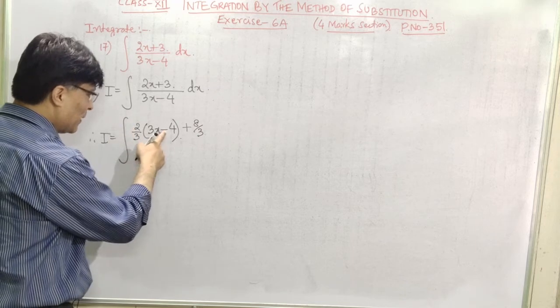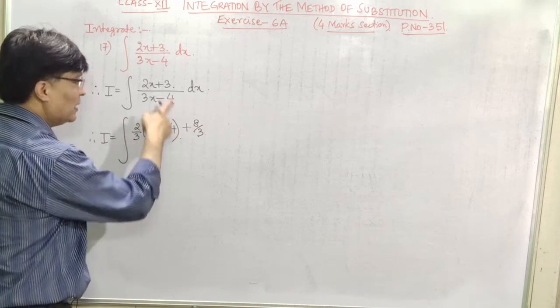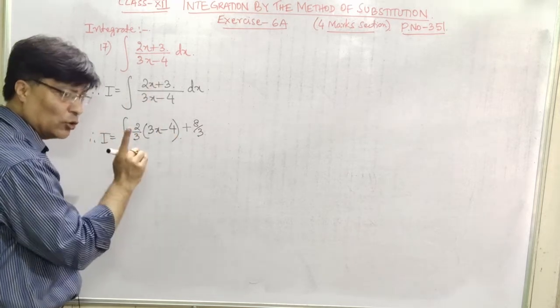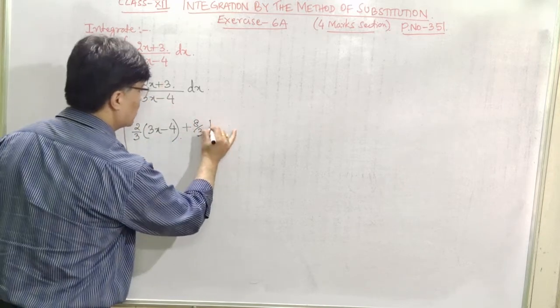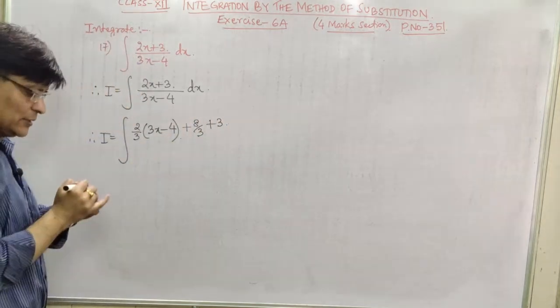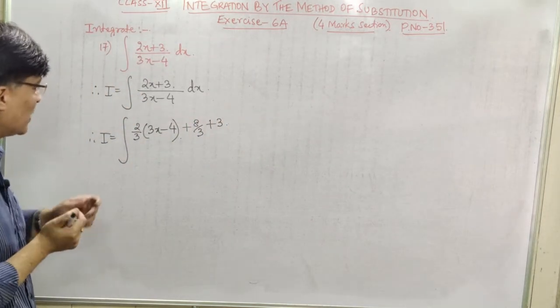2 by 3 multiplied by minus 4 is minus 8 by 3. Is there minus 8 by 3 here? No. You have to cancel it. So you should write plus 8 by 3. Then you write plus 3. Is that understood now? So let us check it once again.